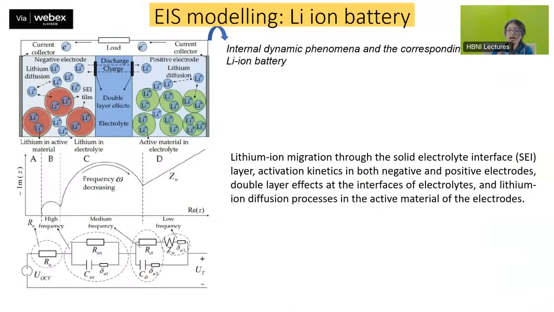Then followed by that, in a lithium-ion battery, when we take an EIS spectrum, this somewhat looks like this as shown over here.